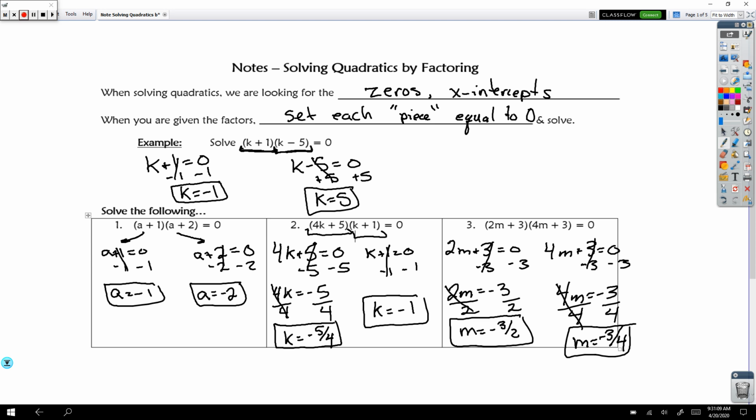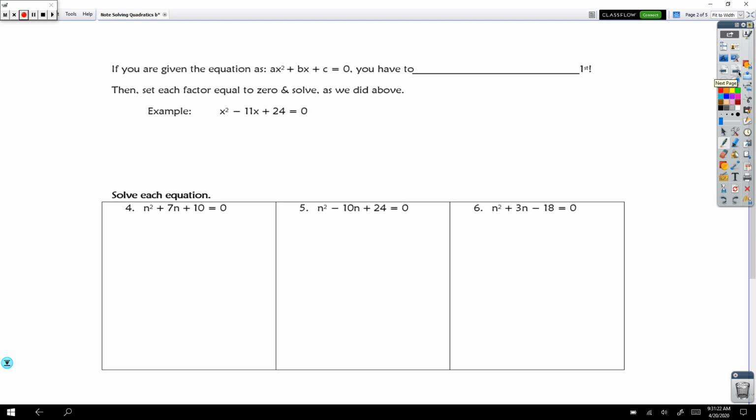Alright, so now we're going to take it a step further, and we're going to start with a quadratic equation. Then we're going to factor it, and then we're going to set each piece equal to 0 and solve. So if you're given the equation, and if you recognize this, ax squared plus bx plus c, that is a quadratic in standard form. So if you ever see a problem like this with a quadratic equaling 0, you're going to have to factor first. Once it's factored, we'll set each piece equal to 0 like we did on the previous page, and then we'll be done.